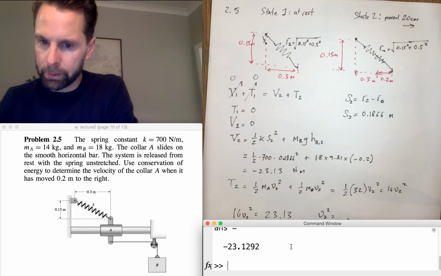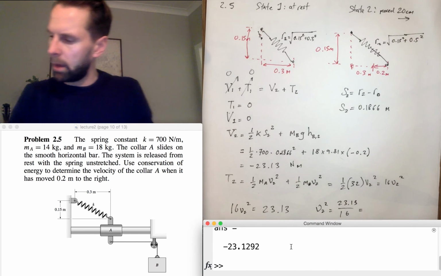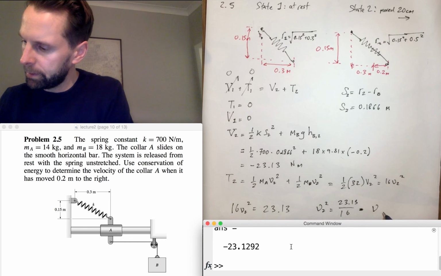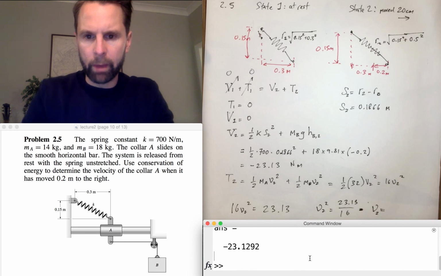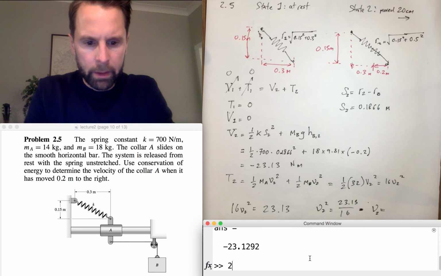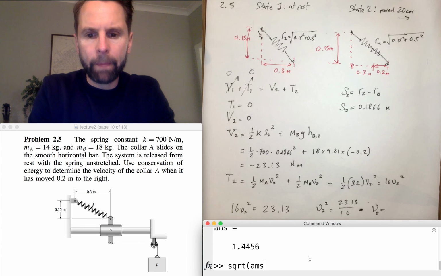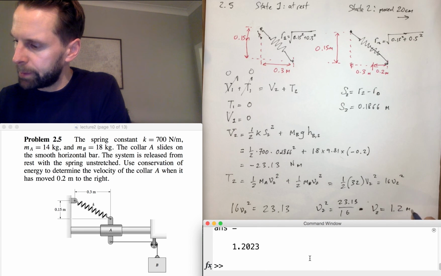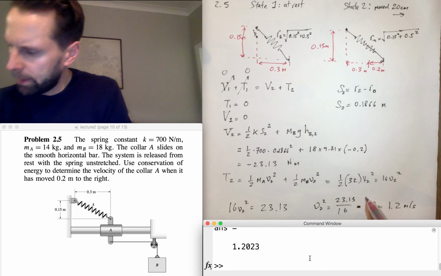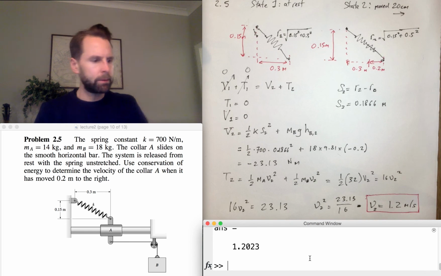v2 squared is equal to 23.13 over 16, which, well, let's just go straight to the answer. Sorry, this is little v, by the way, not capital V, so this is speed, not potential energy. 23.13 over 16, square root of that is 1.2 meters per second. And that is that. Cheers.